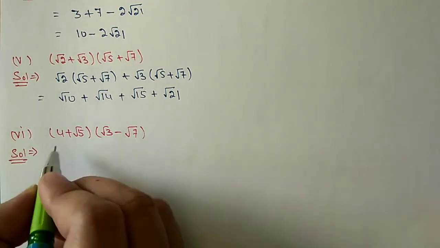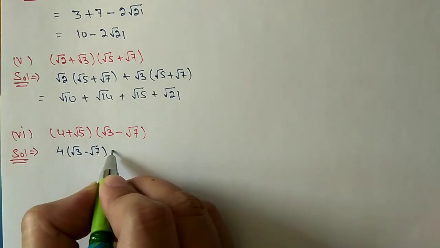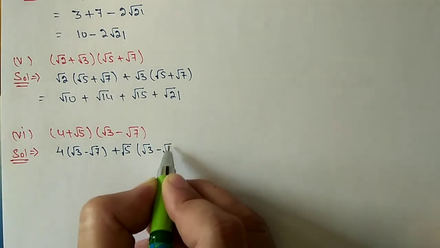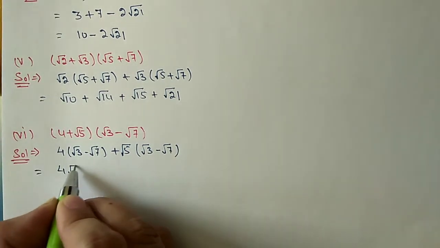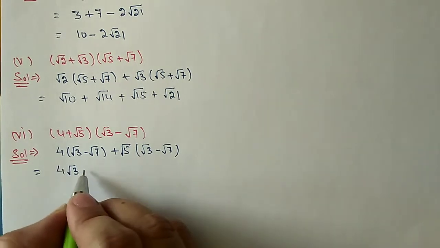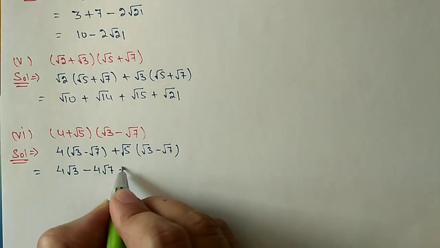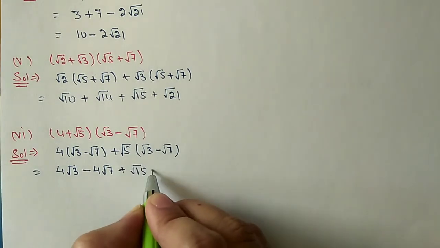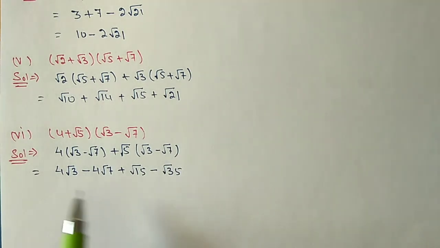Next, sixth part, (4 − √5) into (√3 − √7). So with the first number we will multiply the second bracket. Then with the second number we will multiply the second bracket. Now we will remove this bracket. 4 into √3 is equal to 4√3 and 4 into √7 is equal to 4√7. Then √5 into √3 will become √15, and √5 into √7 will become √35, and the minus symbol will come. More than this we cannot simplify, so this is our answer.